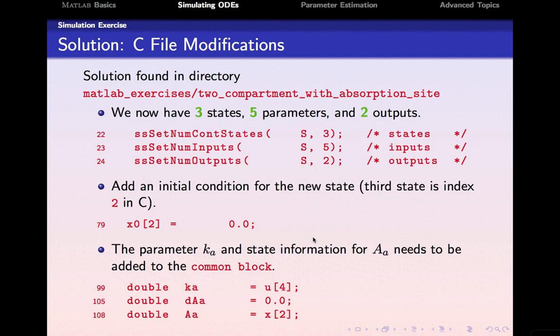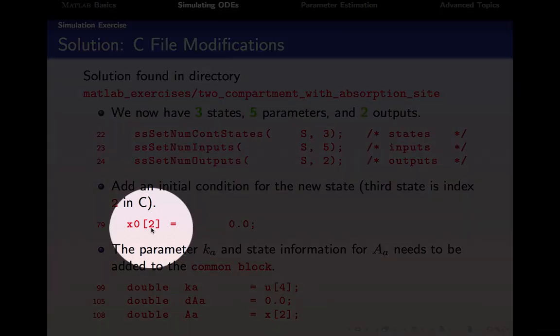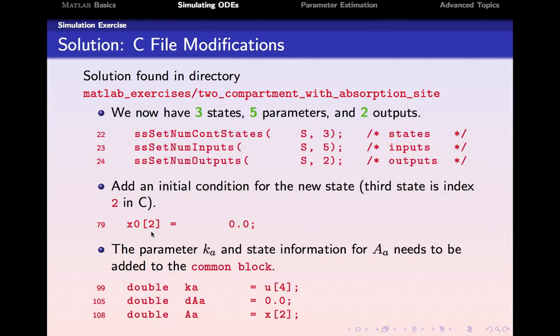Now we need to add an initial condition for the third state that we've added. Remember that the third state is actually an index of 2 in C, so in our initial conditions subroutine, we add this line, x0 of 2 is equal to 0.0. Remember, we can overwrite this anytime we want. We just have to give MATLAB something to start with.